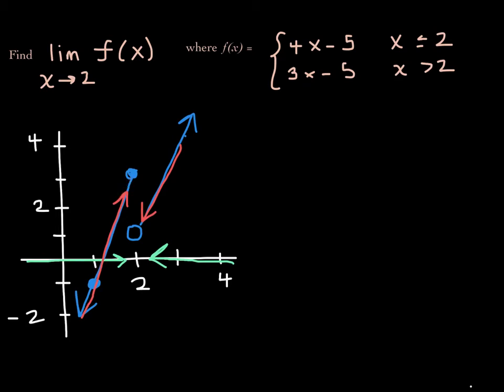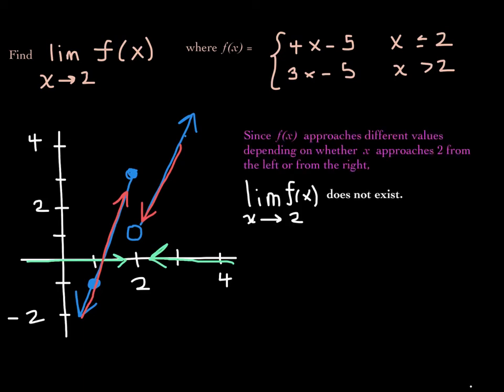So since the function approaches different values, I'm going to write this down. Since the function approaches different values depending on whether x approaches 2 from the left or from the right, we say the limit does not exist. So very important, okay? Go ahead and add that to your notes. Since f of x approaches different values, depending on whether x approaches 2 from the left or from the right, we say the limit does not exist, okay? Because it's not one particular value that your function value is approaching. This is an example of a limit that does not exist.